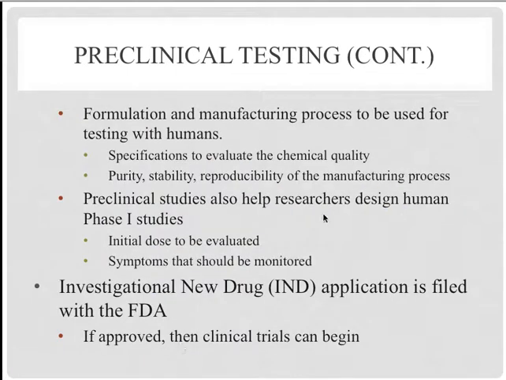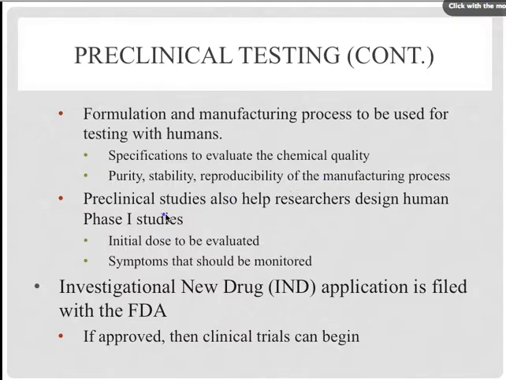Also happening in this preclinical testing: formulation and manufacturing processes to be used for testing with humans. Specifications to evaluate the chemical quality. You're going to be looking at the purity, the stability, the reproducibility of the manufacturing process.